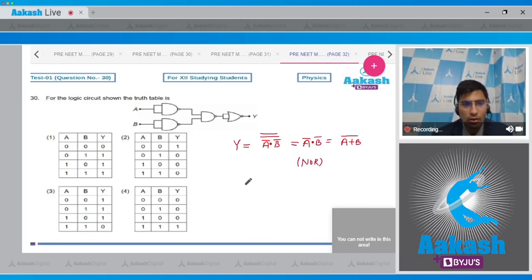The truth table of the NOR gate can be written as, if we write down A, B and Y: for A0, B0 this will be 1, for A0, B1 this will be 0, for A1, B0 this will be 0, and for A1, B1 this will be 0. As we can see clearly, the only option matching with this is option number 2, and hence for this question the correct answer is option number 2. Now let us move to question number 31.